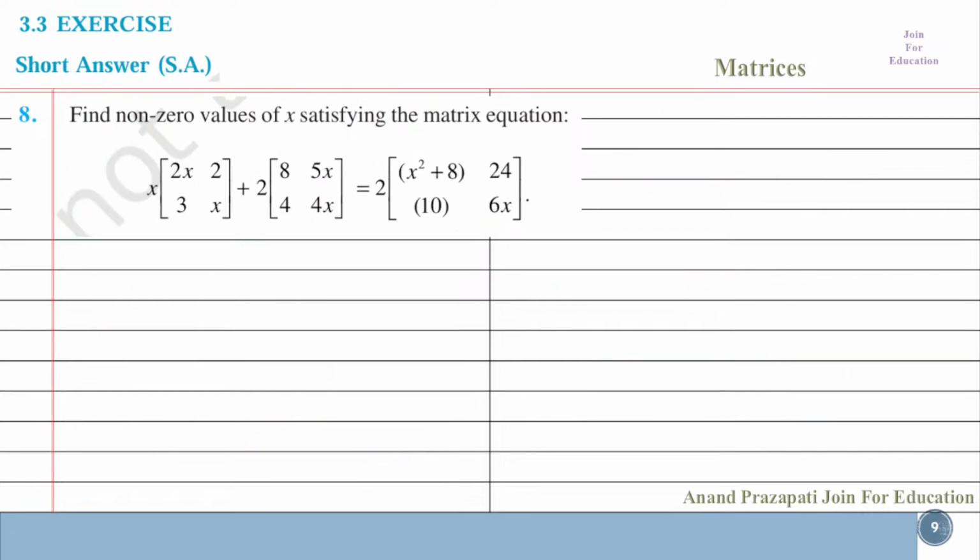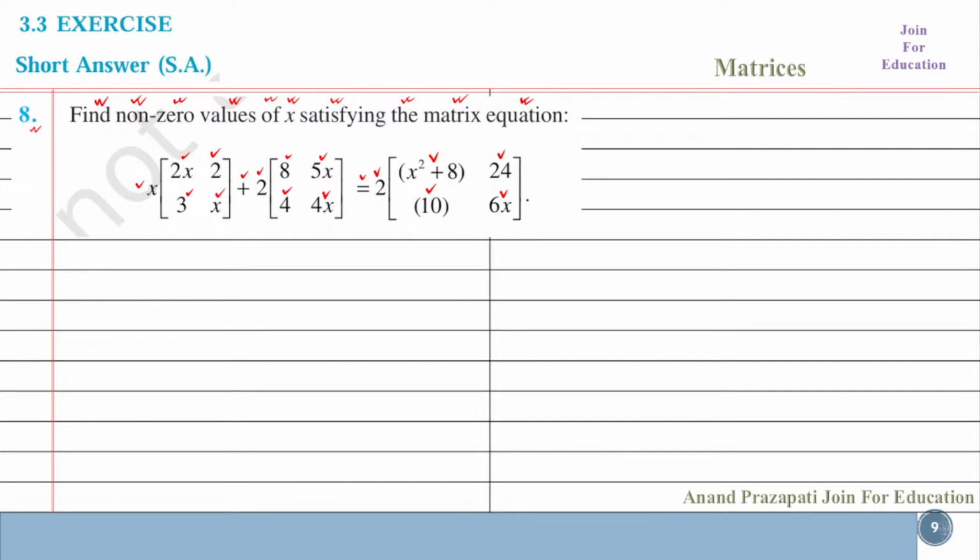Let's see question number 8. In this question, we are asked to find non-zero values of x satisfying the matrix equation: x times the matrix with first row 2x, 2 and second row 3x, x, plus 2 times the matrix with first row 8, 5x and second row 4, 4x, equal to 2 times the matrix with first row x square plus 8, 24 and second row 10, 6x. Let's see the solution of this question.